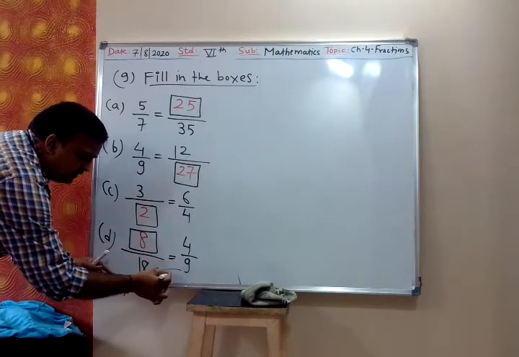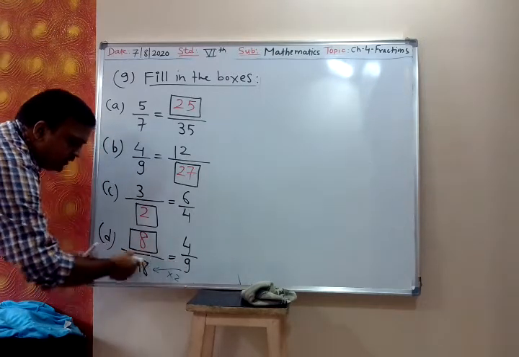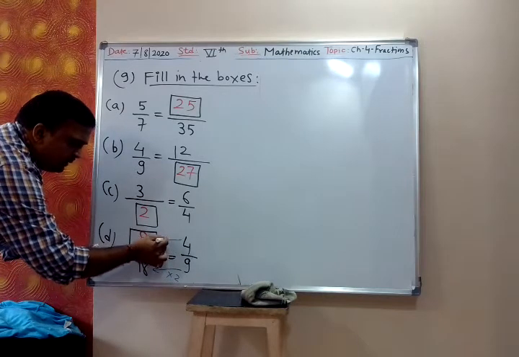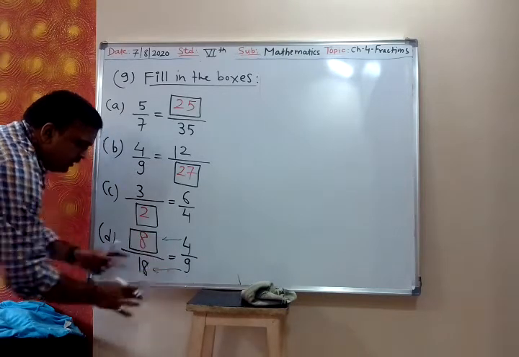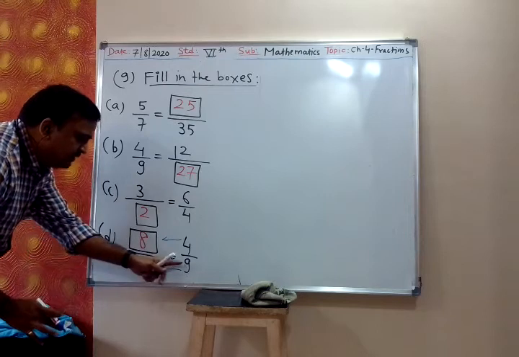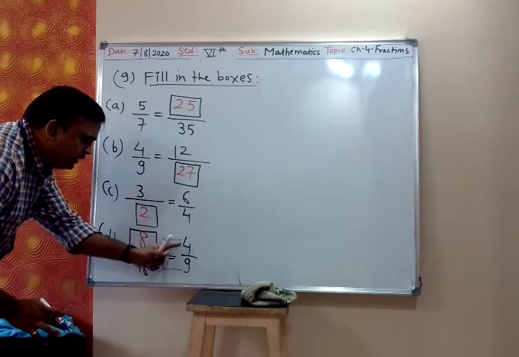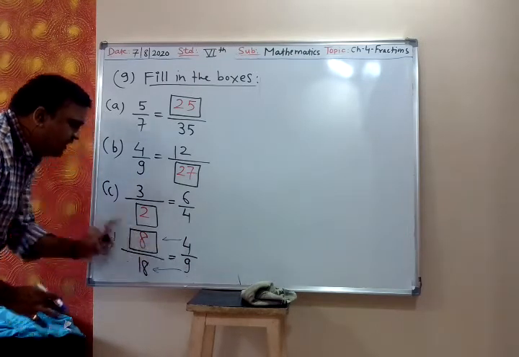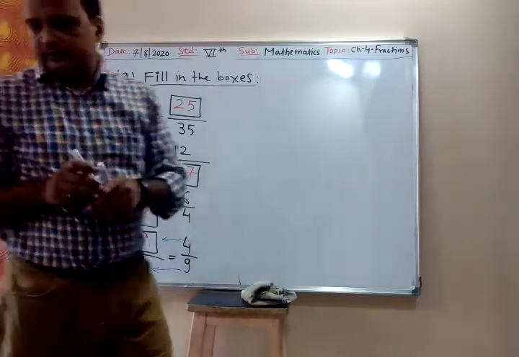9 becomes 18 means you have multiplied 9 by 2. So you have to multiply 4 by 2 also. 4 2s are 8.